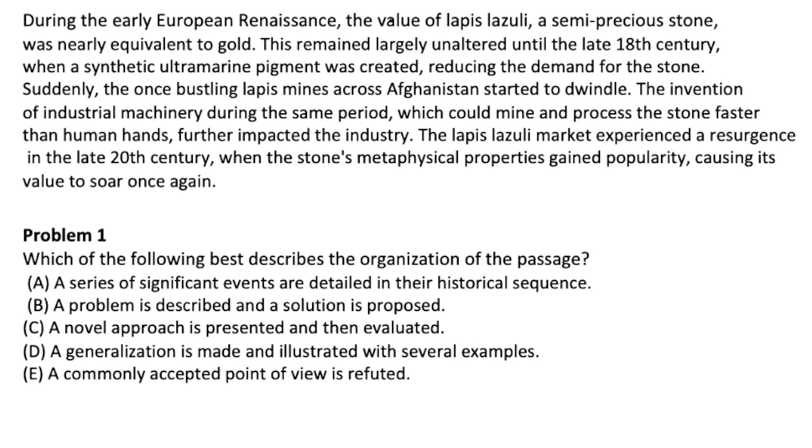So during the early European Renaissance, the value of lapis lazuli, a semi-precious stone, was nearly equivalent to gold. This remained largely unaltered until the late 18th century, when a synthetic ultramarine pigment was created, reducing the demand for the stone. Suddenly, the once bustling lapis mines across Afghanistan started to dwindle. The invention of industrial machinery during the same period, which could mine and process the stone faster than human hands, further impacted the industry. The lapis lazuli market experienced a resurgence in the late 20th century, when the stone's metaphysical properties gained popularity, causing its value to soar once again.